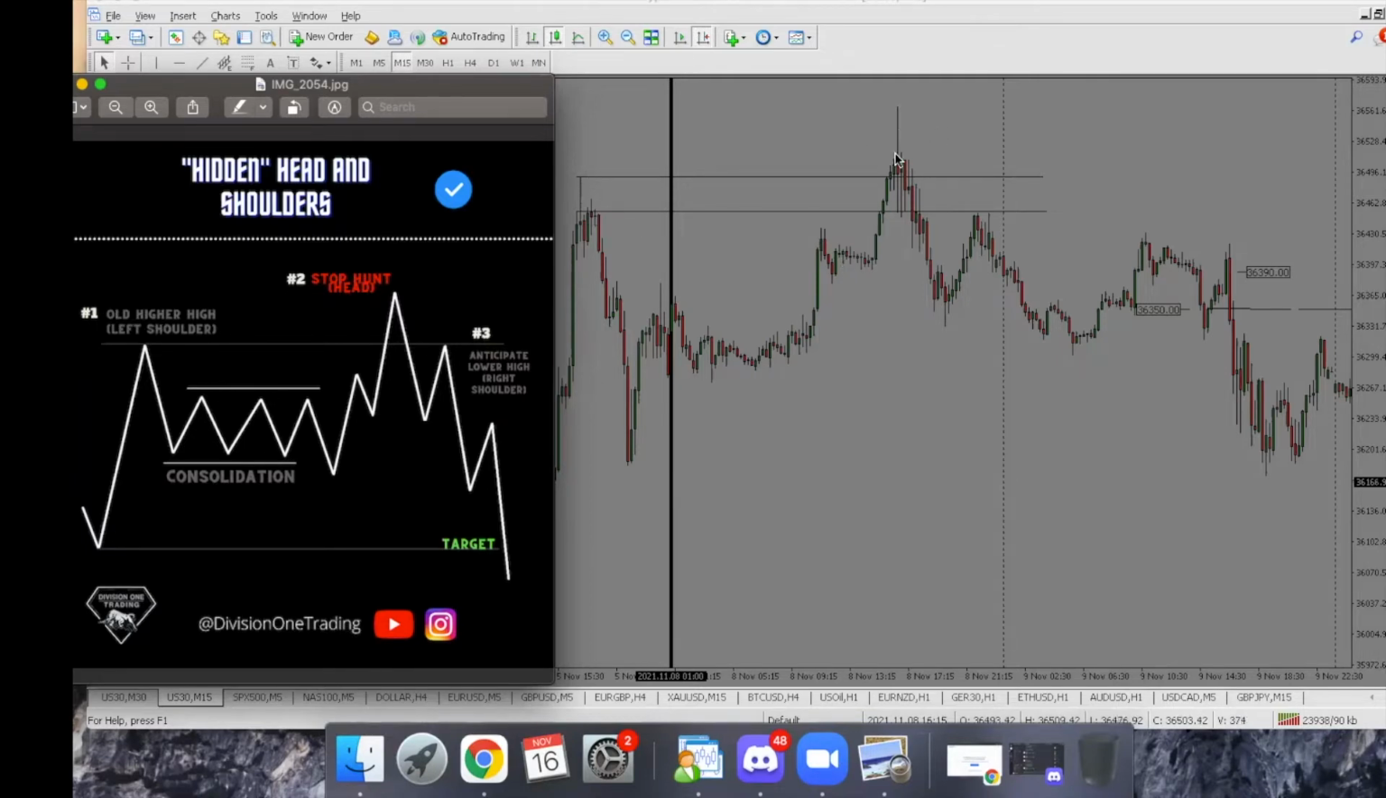So when price trades above this high, then down, if we have a head and shoulders here, and we have this one, which is hidden, right? The hidden head and shoulders, then that sets us up for a bearish setup.